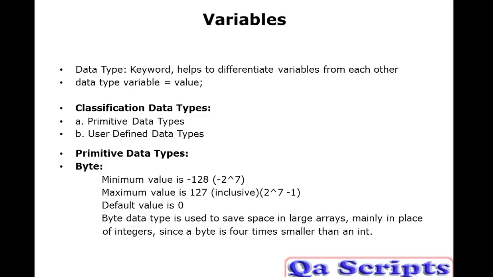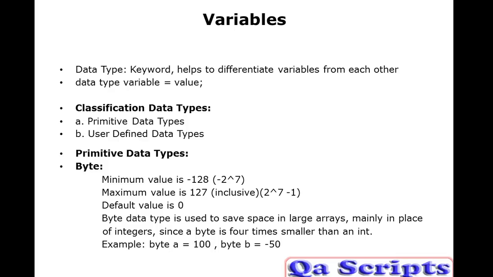I will explain in detail about int in the next slide, but as of now understand byte data type is used to save space in large arrays, mainly in place of integers, since a byte is 4 times smaller than an int.